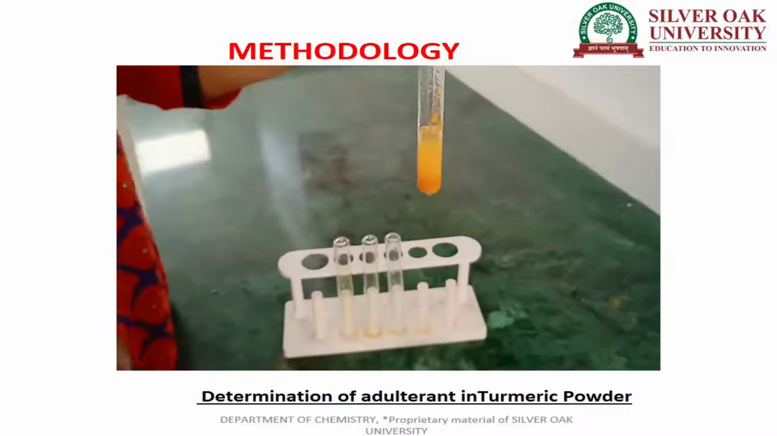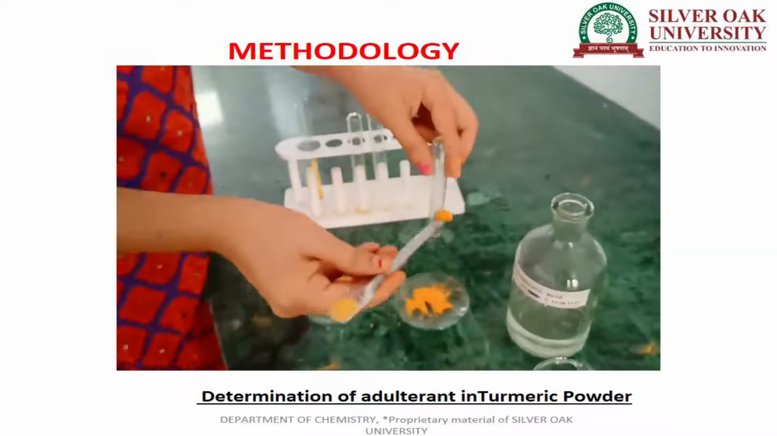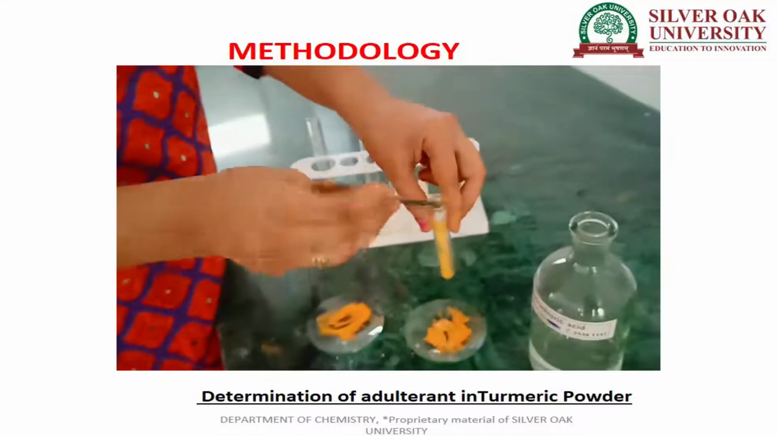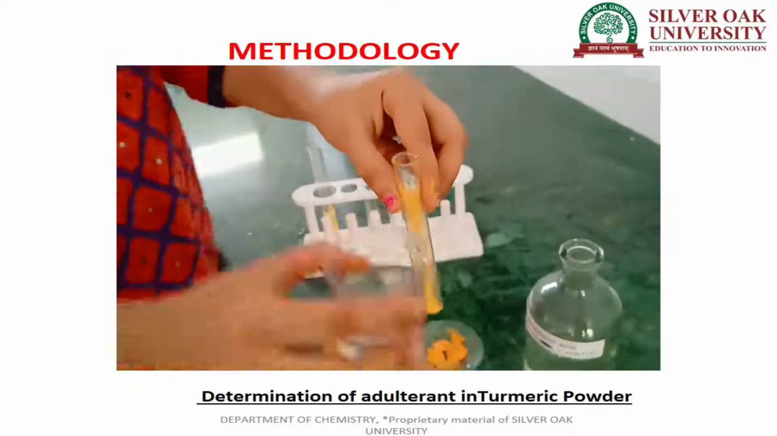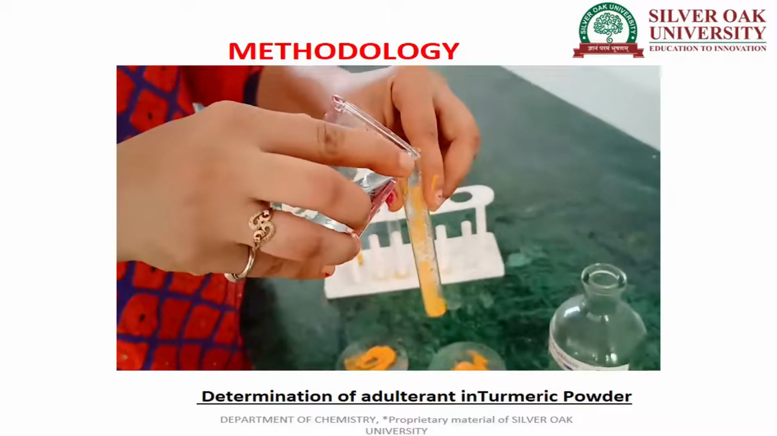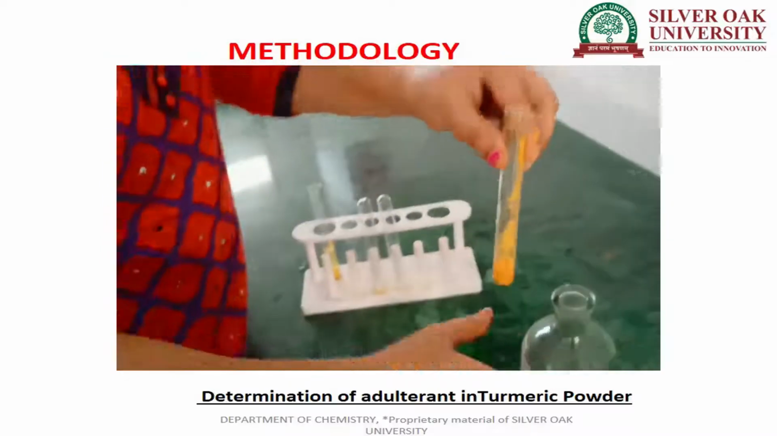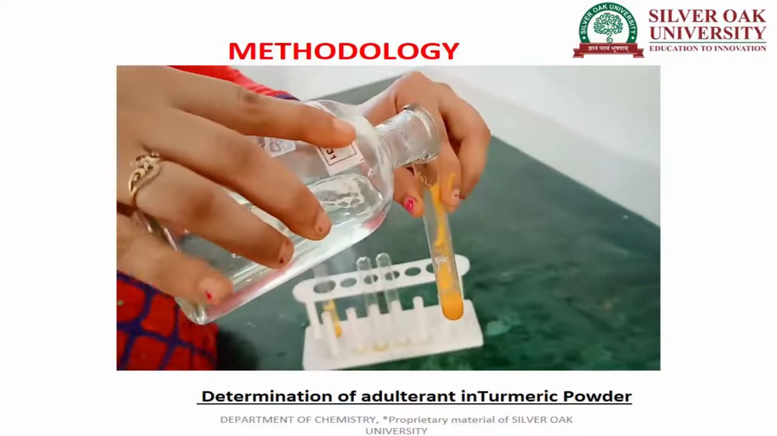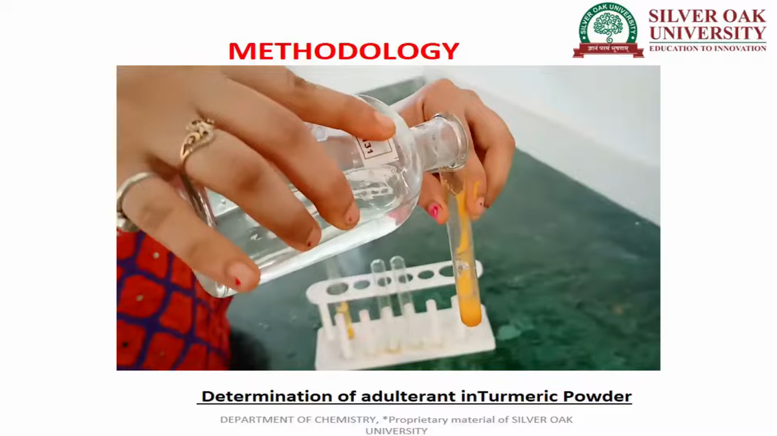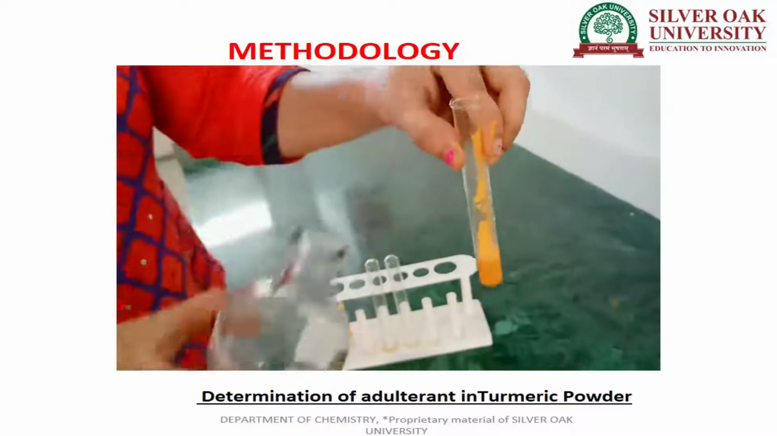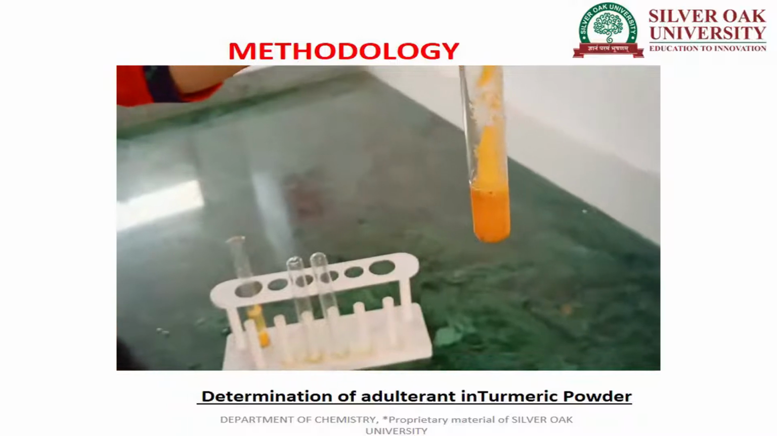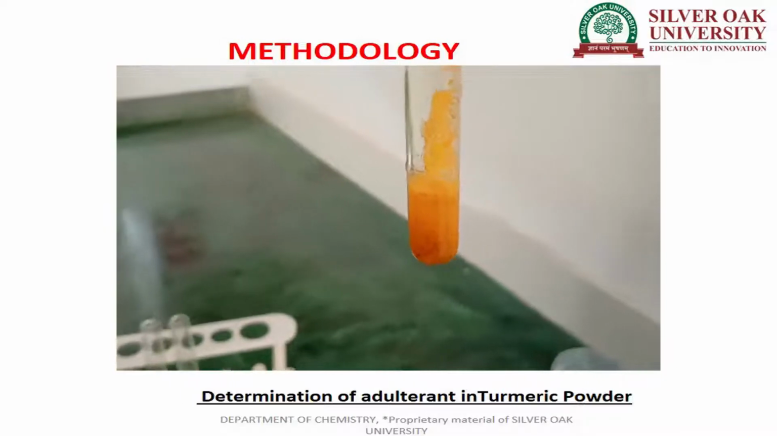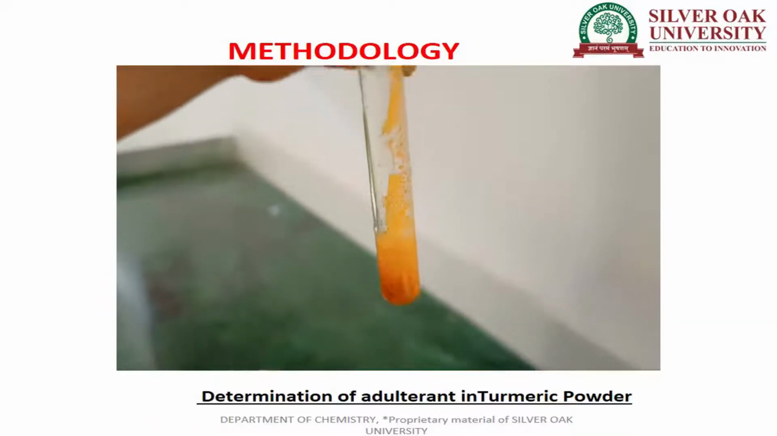Now let us check the second sample. Again we will take some amount of turmeric powder and add water to it. Now we will add HCl and see if there is any effervescence. Here you can see that there is some effervescence on addition of HCl, which indicates that there is a presence of chalk in the turmeric powder.